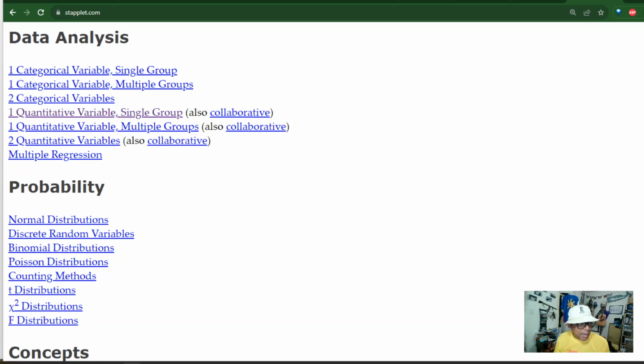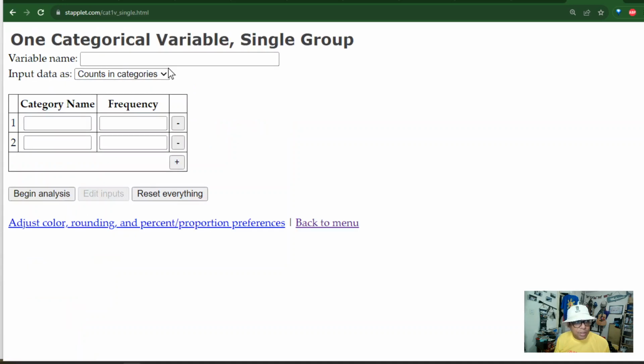Okay, well, it's data analysis. We're looking for a categorical variable. Do we have a single group or multiple groups, or do we have two categorical variables? Oh, we have one categorical variable. And right now, we're just going to do single group. So let's click that, categorical variable single group, and see what that gives us.